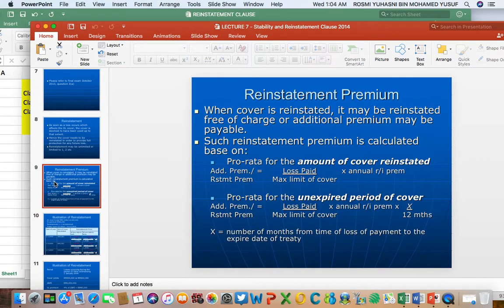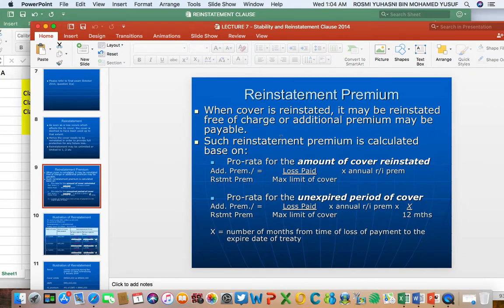So when it comes to paying additional premium for reinstatement, when the cover is reinstated, it may be reinstated free of charge, meaning that the reinsurer allows the insurer to increase the cover without having to pay any additional premium, or the insurer will have to pay additional premium every time they reinstate the cover. So it could be free or it could be an additional premium charge. If there is an additional premium charge, there are two ways to calculate that.